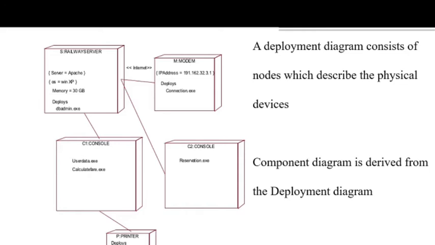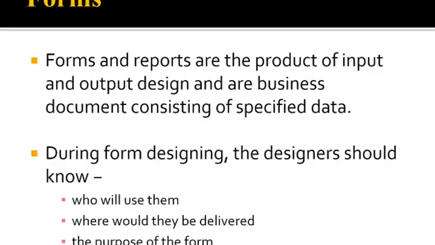Here it says that a deployment diagram consists of nodes. Each node, each 3D box here, represents a node, which is a physical device. And so the component diagram, which was previously explained by Bharat, is derived from our deployment diagram. Moving on to the next slide, we have forms.